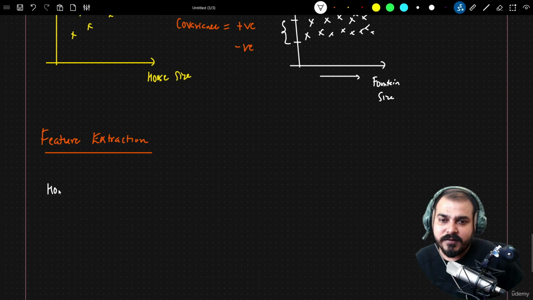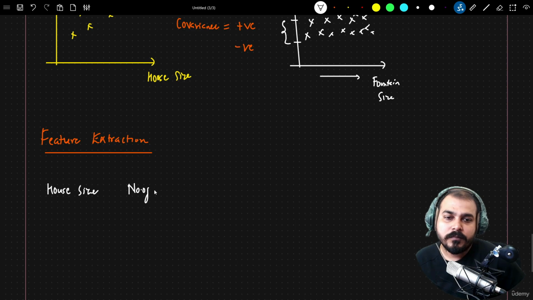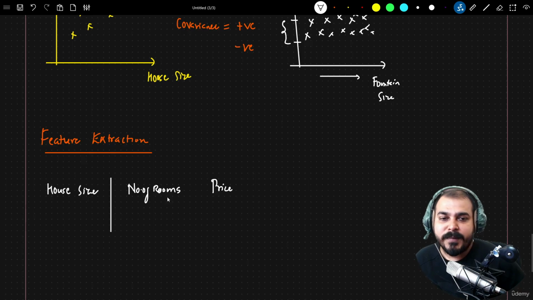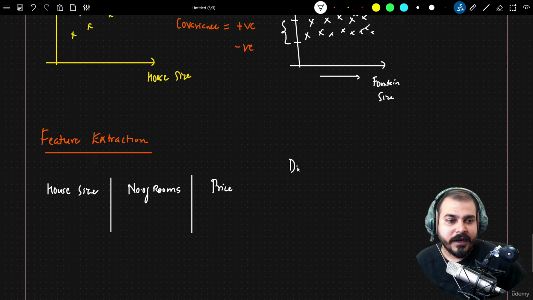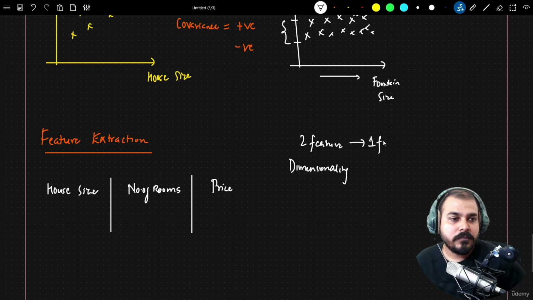Now let's say I have something like house size, and let's say I have number of rooms, and finally I have something called the price of the house. Now in this particular case, you want to reduce your number of features from 2 to 1. That is what we are doing, right? We are in dimensionality reduction. Let's say that I want to reduce my 2 features into 1 feature. That is what we do.